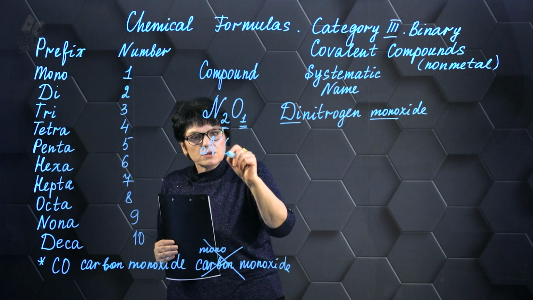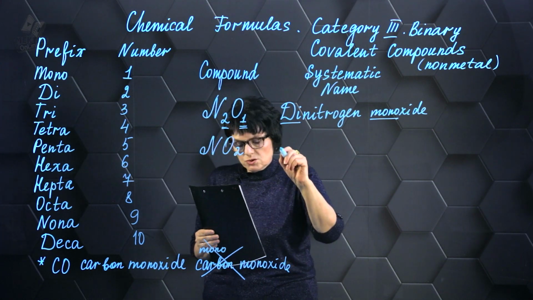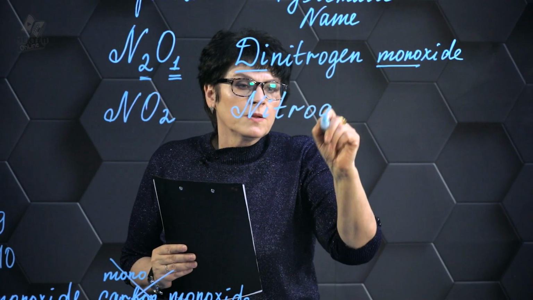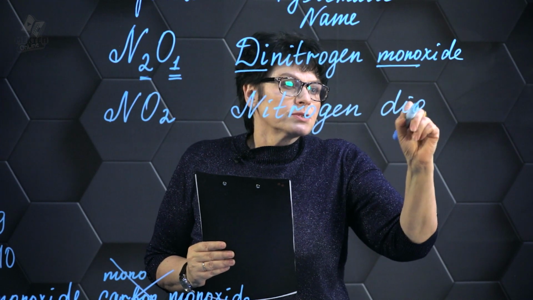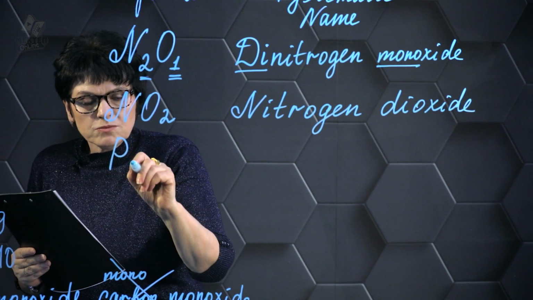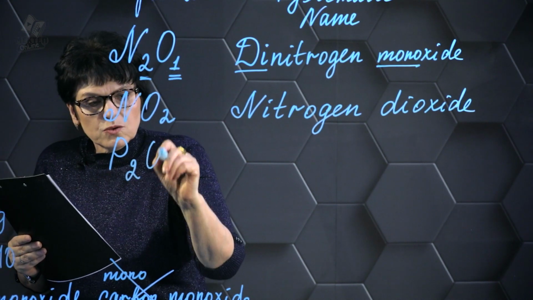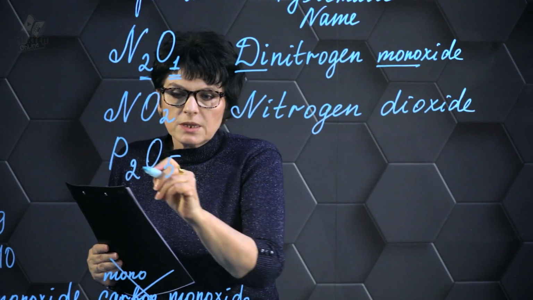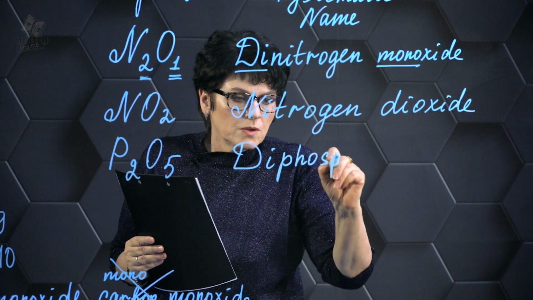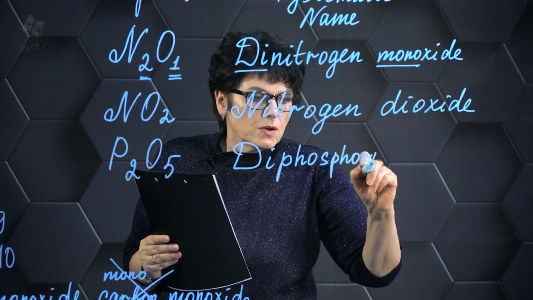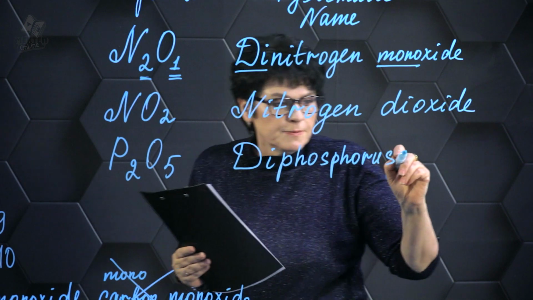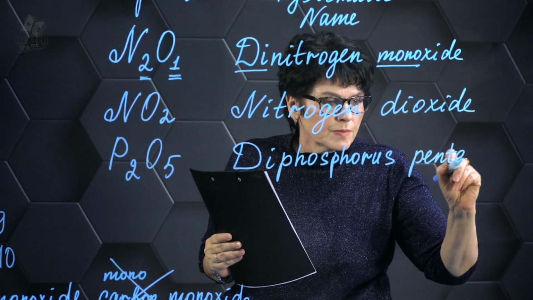Okay, let's proceed to the next formula, NO2. Based on the presence of one nitrogen, we can conclude that the compound is nitrogen dioxide. Okay, great. Moving on to the next example. Suppose we have a compound with the formula P2O5. It would be referred to as diphosphorus pentoxide, with two phosphorus atoms and five oxygen atoms.